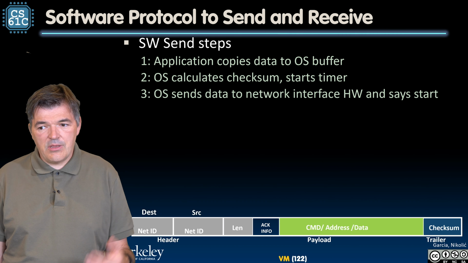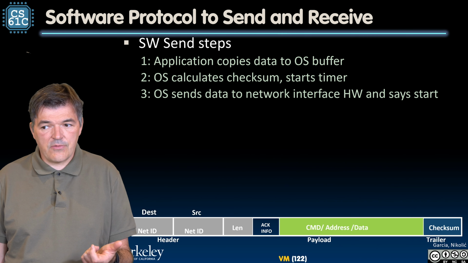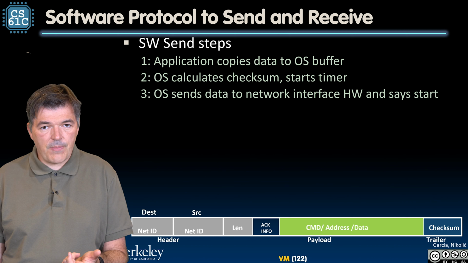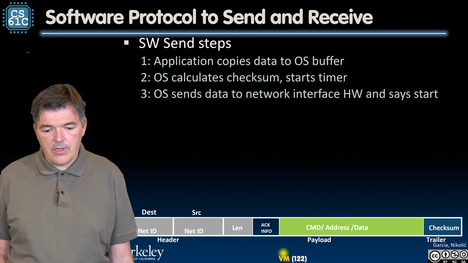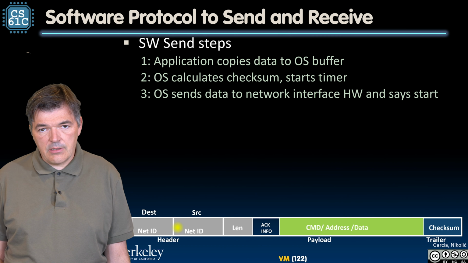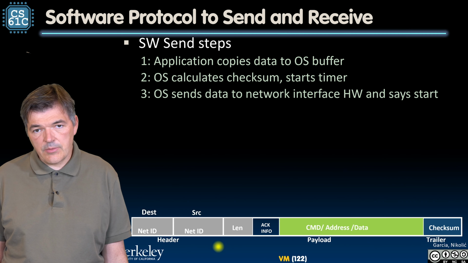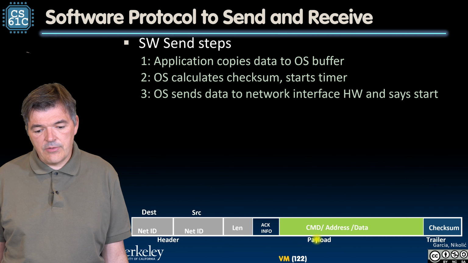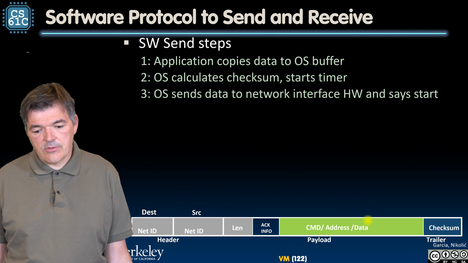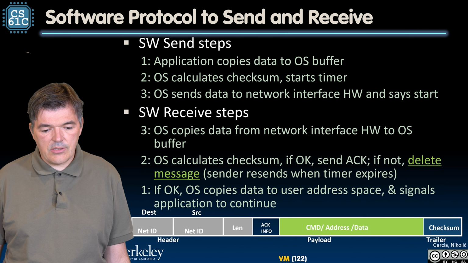The OS will also start a timer, and then sends the data to a network interface, a hardware network interface, and says start. The data is packaged in a particular way, as is shown here, that has the address of the destination, of the source, the length, because some of these packets may be variable length, some acknowledgement info, and the payload, which may be commands, addresses, or data. And finally, it has a trailer in the form of a checksum in the end.